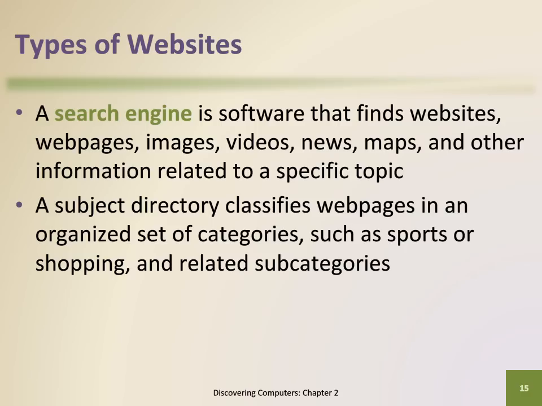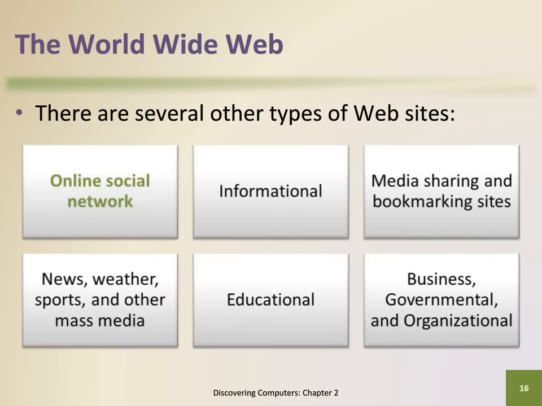There are several other types of websites. Online social networks that allow users to communicate and share. Informational sites contain factual information. Media sharing and bookmarking sites allow users to manage and share media. News, weather, and sports websites contain newsworthy material.